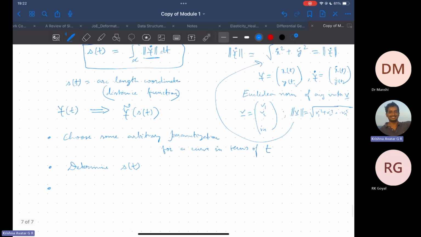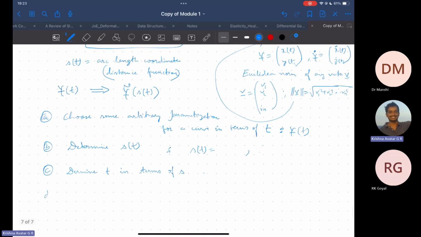Now we do the other mapping. Say you have this gamma vector t. This was the first step, gamma vector of t. Now here we determined s of t. The third step is to determine t in terms of s. Once you do that, substitute t of s into gamma of t, and this will result in gamma vector of s, of course some different function. So the whole process is this.